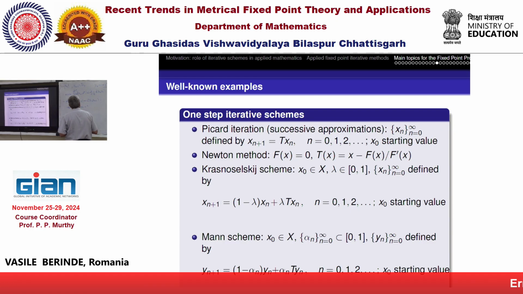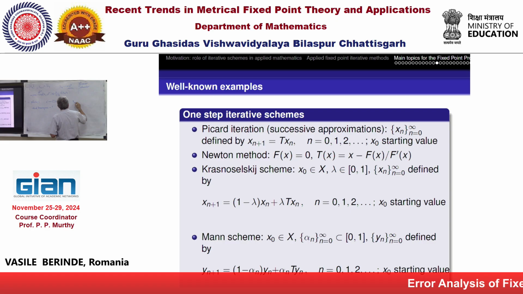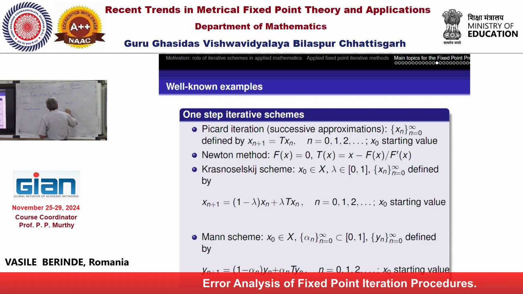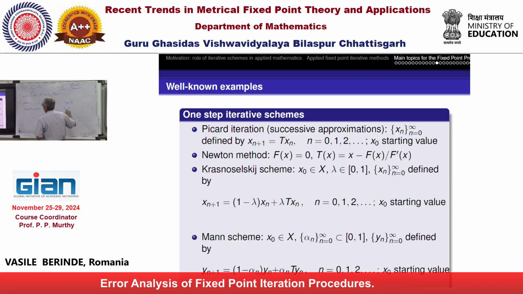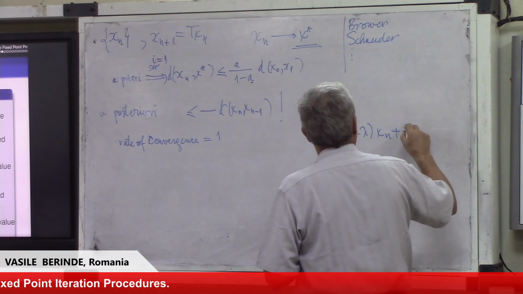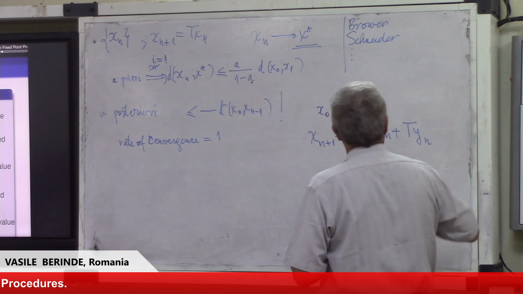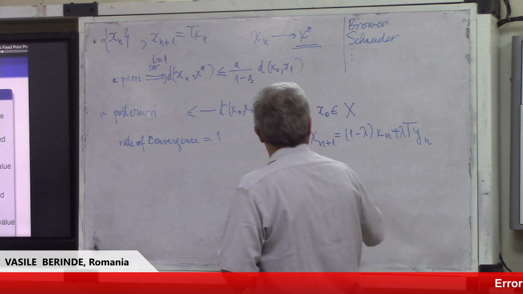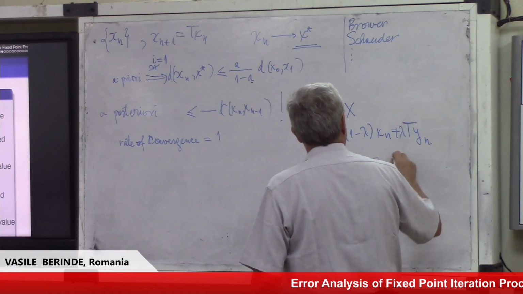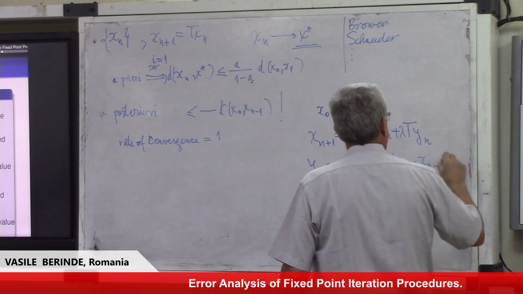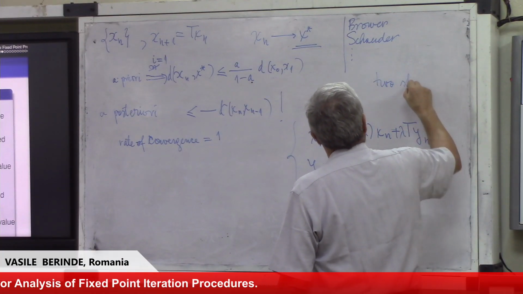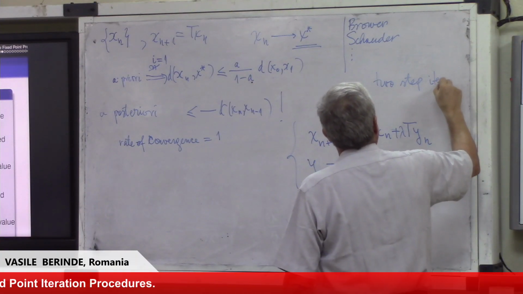There are some authors who call this, if we start with an x0 in X, and x(n+1) is like here, xn plus T of yn, lambda, and then yn is, let's say, xn plus theta. This is a two-step iteration scheme.